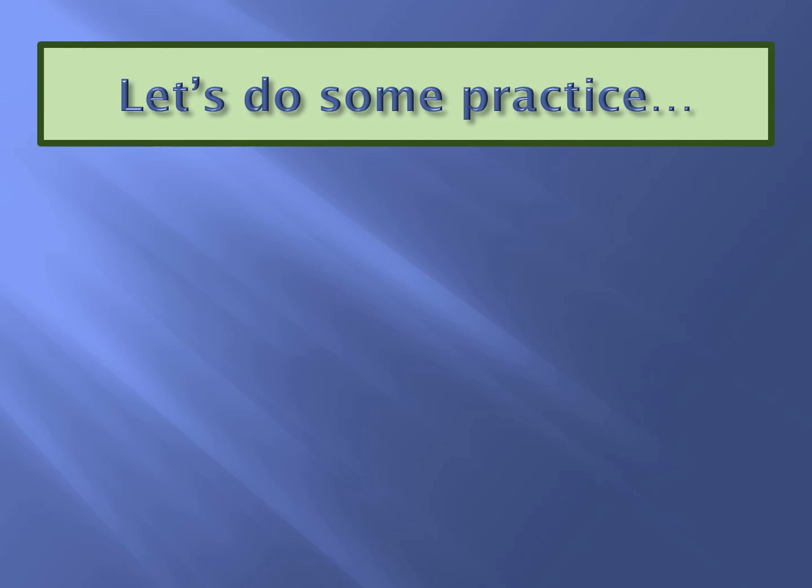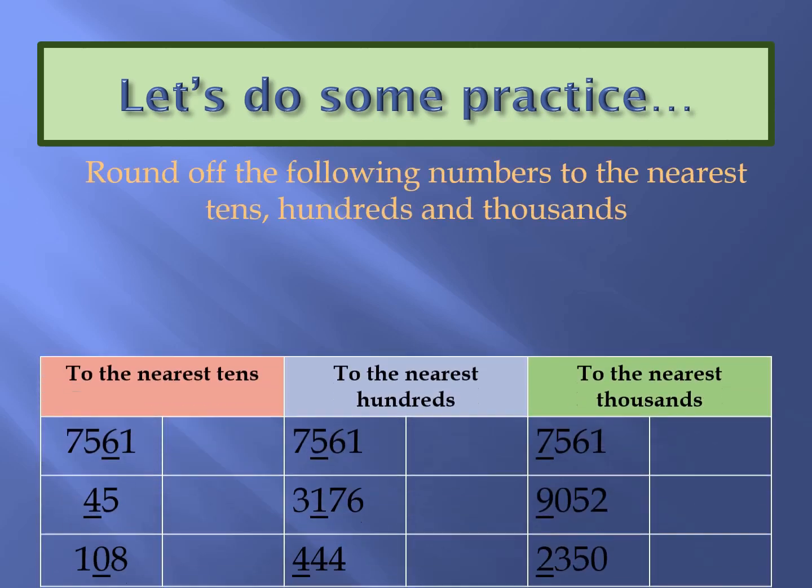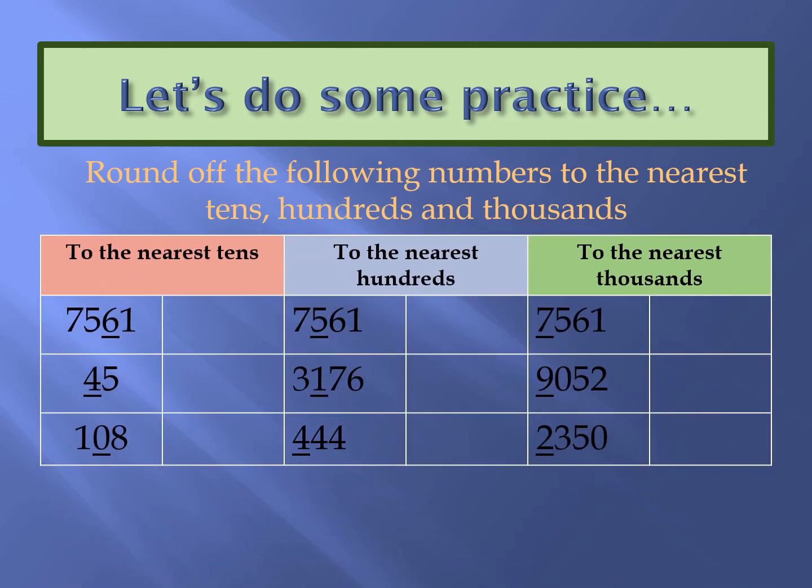Now let's do some practice. Okay, hold your rough notebooks. Do not upload this work on the portal. Just do it. It's meant to be practiced in the rough notebook. Okay. Now I have a chart. ठीक है? In the first column we have 3 numbers that we have to round off to the nearest tens. Again we have 3 numbers in the next column, but this time we have to round off to the nearest hundreds, and the next one we have to round off to the nearest 1000.